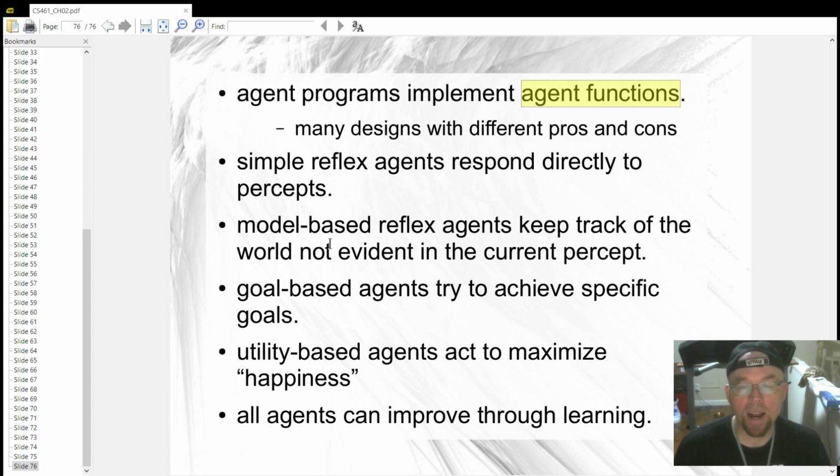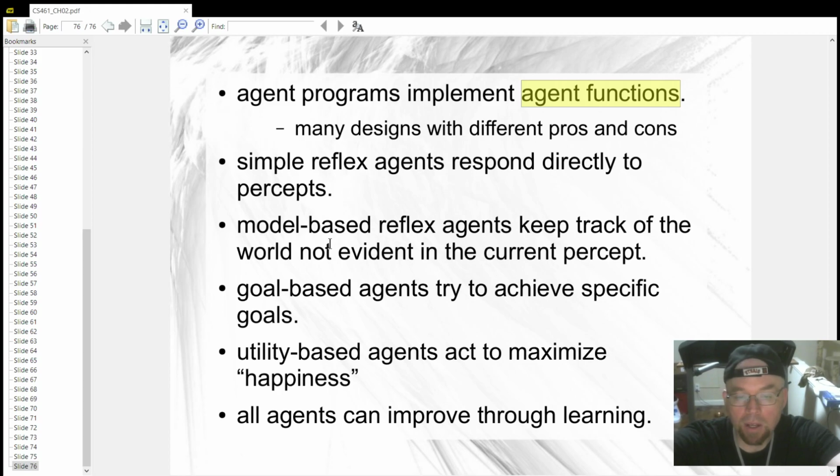Utility-based agents try to maximize happiness. Well, what does happiness mean? It's trying to get the agent to a state that has the best utility, right? Has the best outcome based off of some measure.